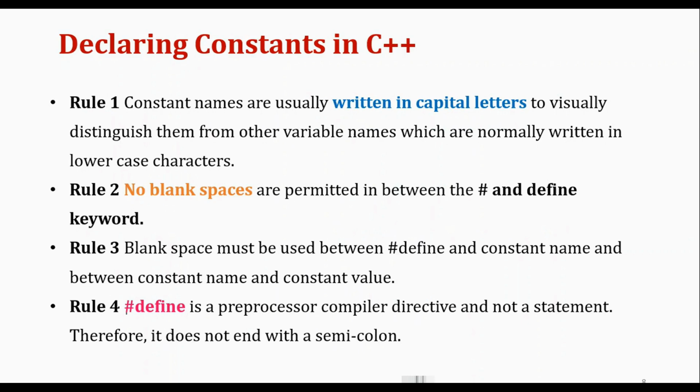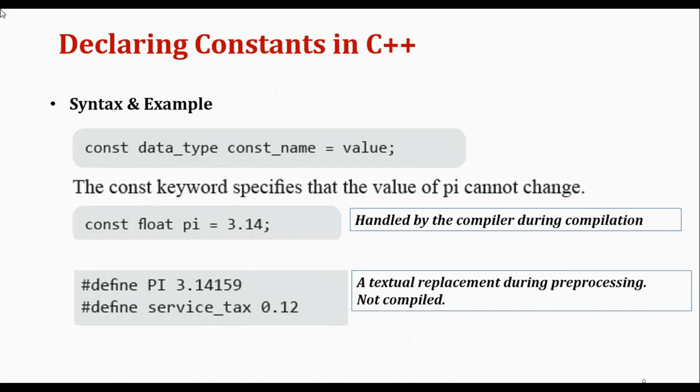So let's see some examples. Before that, we have rules for declaring a constant. As with a variable, it should not have any special symbols in between. It is written in capital letters, with no blank spaces in between. If you use the hash define preprocessor directive for the constant declaration, you should have a space between hash define and the constant name. Let us see in the example, you'll understand clearly.